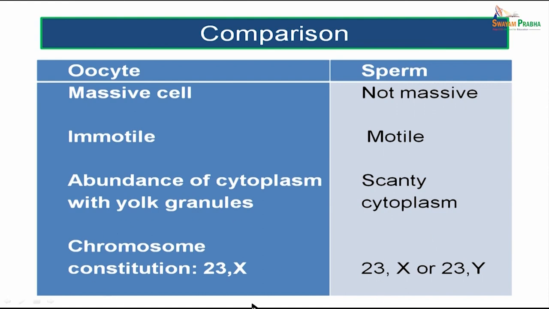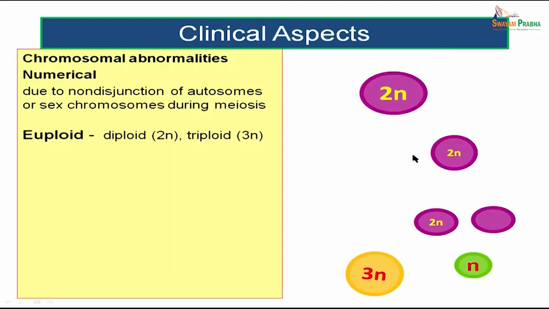About the chromosome constitution, the oocyte will always have a 23X chromosome pattern, whereas sperm can have either 23X or 23Y. If 23X unites with the 23X of the oocyte, we get a female, and if 23Y unites with 23X, we get a male. So sperm is the deciding factor of the sex of the fetus.